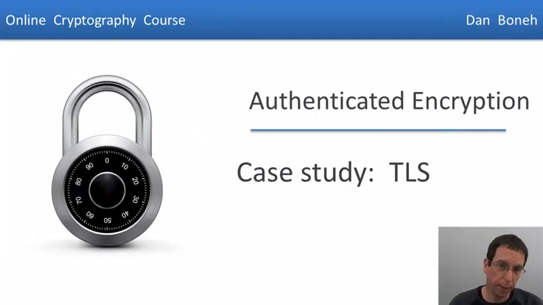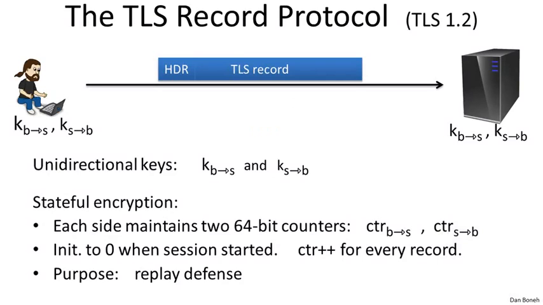So I want to show you how authenticated encryption is used in the real world. Let's use TLS as an example and see how TLS works. Data encryption in TLS is done using a protocol called the TLS record protocol. In this protocol, every TLS record starts with a header.